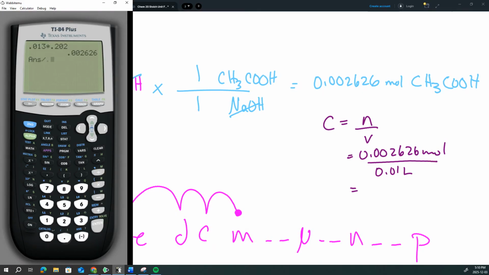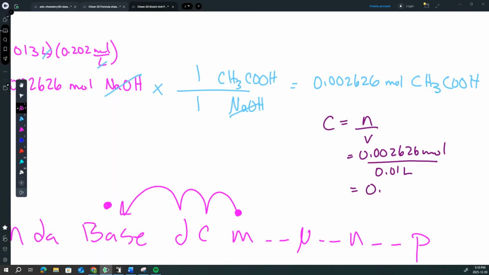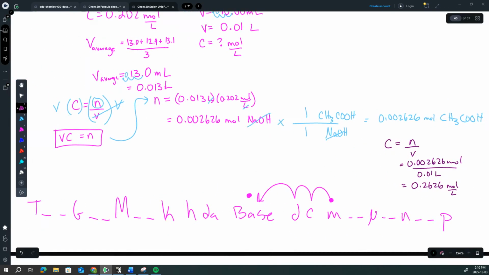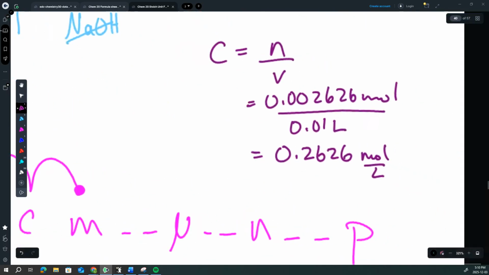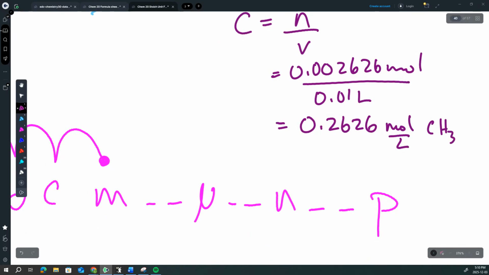And let's divide that. So that's going to give us 0.2626. And that's moles per liter because no units canceled out. All right. And let's add in acetic acid.